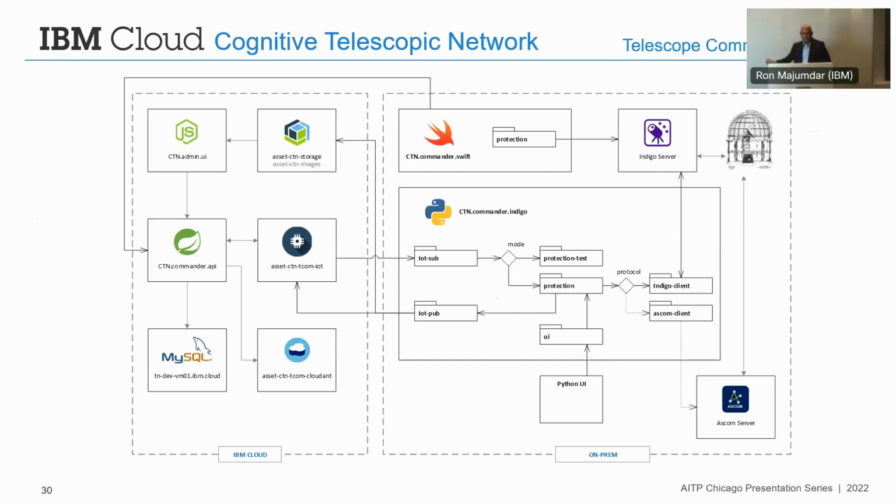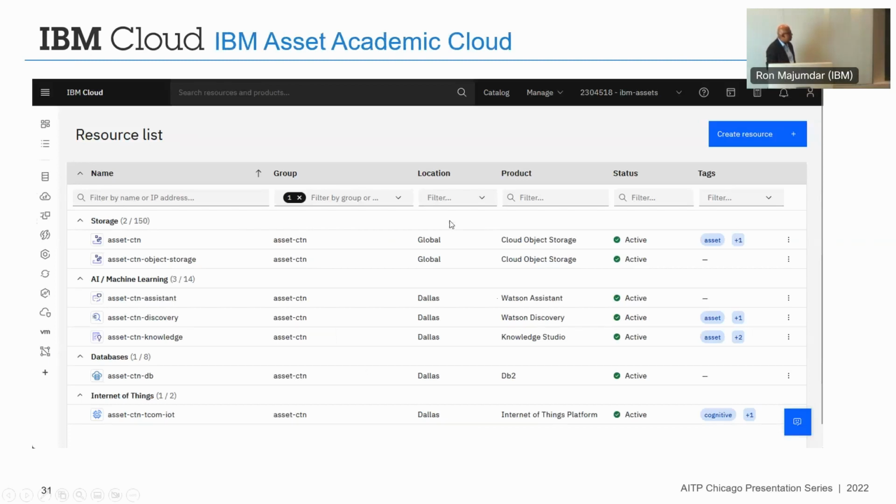Because this is a key issue with reliability of the system, because it keeps on breaking because of the libraries. Anyway, so there's a communication that goes to the Indigo server, and then you can move your telescope, you can take pictures, and so on.